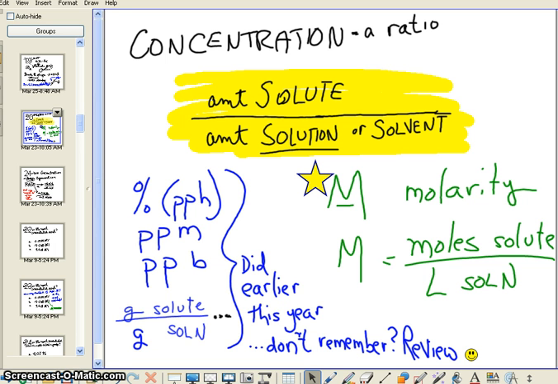chemist would choose. Keep in mind that all concentration units are a ratio. They're a ratio of the solute, for example, the salt or the sugar, that you put into a solution, that you put into the solvent, such as water. So concentration is always a calculated ratio.